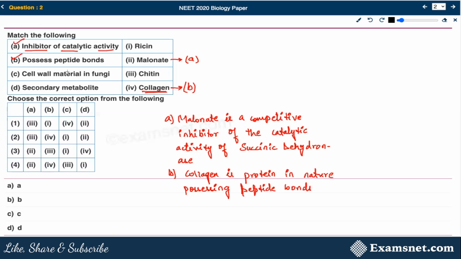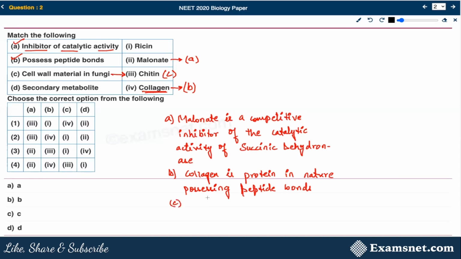Now, cell wall material in fungi. So this is again a very easy question, or easy option, you can say. So cell wall material in fungi is going to be chitin, this one. We have been studying this part from very early. So this is going to be the option C over here, you can say. So chitin is actually a homopolymer that is found in the cell wall of fungi also. And chitin, if you people remember, is also found in the exoskeleton of arthropods. That means insects also. All right.